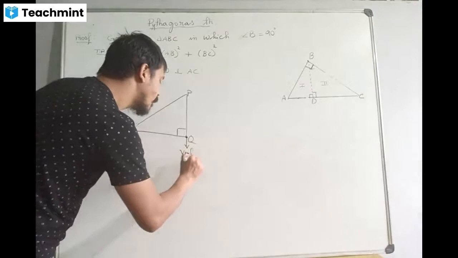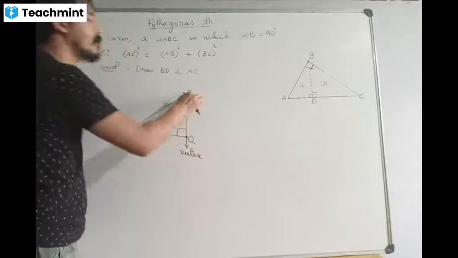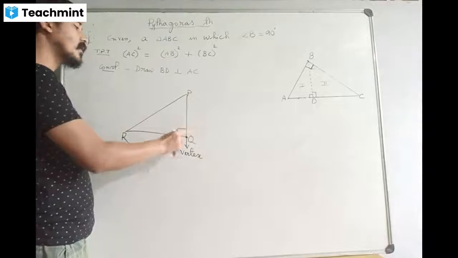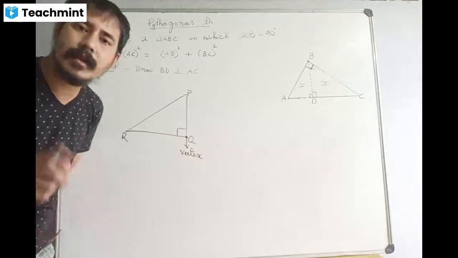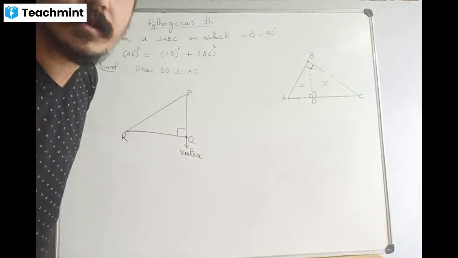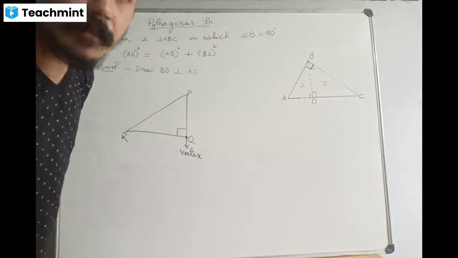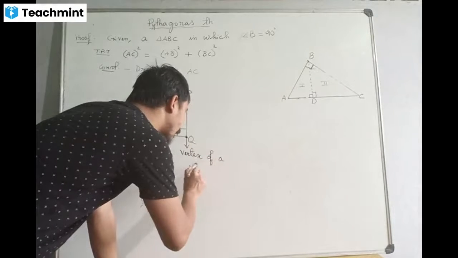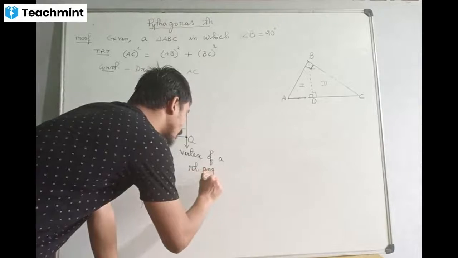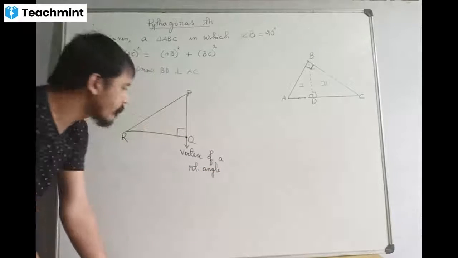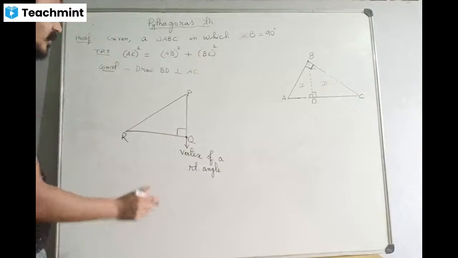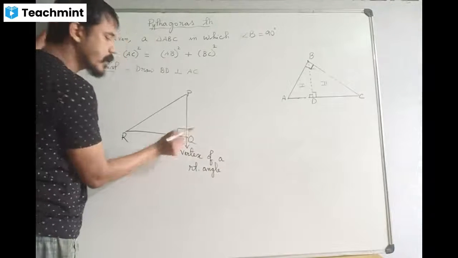Q is the vertex. This is a vertex. This is also a vertex. This is also a vertex. Right angle is at Q. So Q is the vertex of the right angle. Is that all right? Now you see, class, Q is the vertex of your right angle.